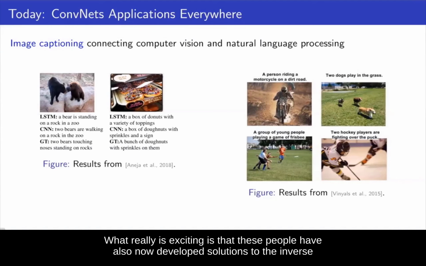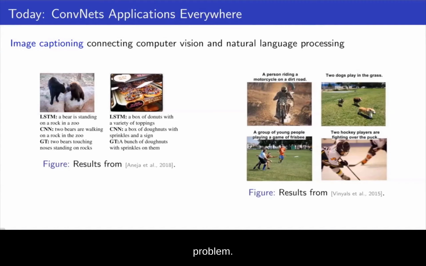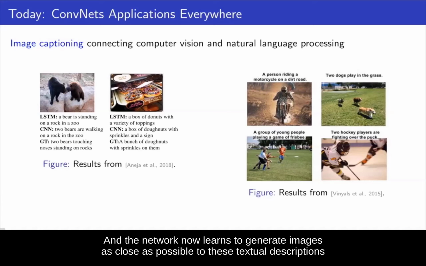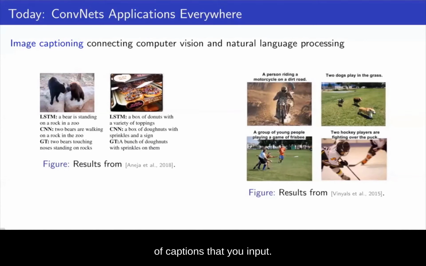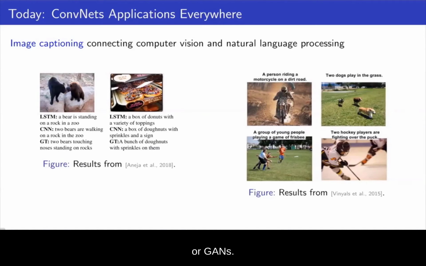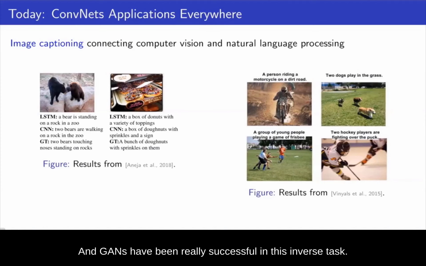What really is exciting is that people have also now developed solutions to the inverse problem. This means that you can input captions, such as these captions, to the network, and the network now learns to generate images as close as possible to these textual descriptions that you input. This is often done with networks that are called generative adversarial networks, or GANs. And GANs have been really successful in this inverse task.